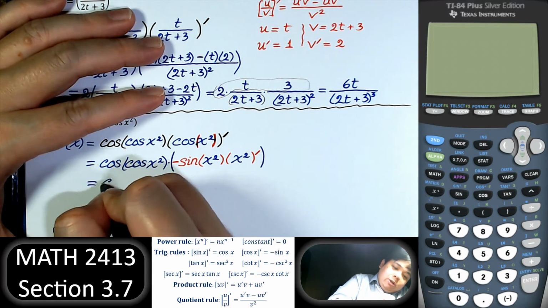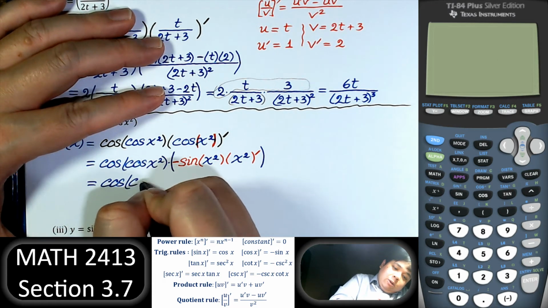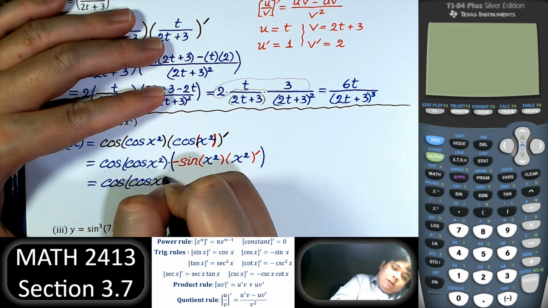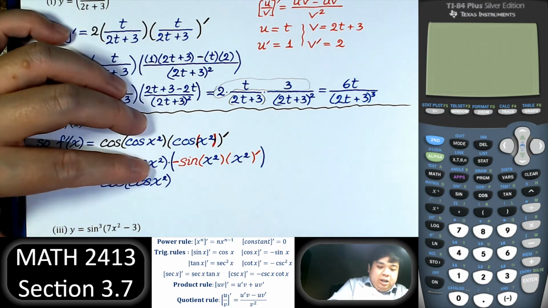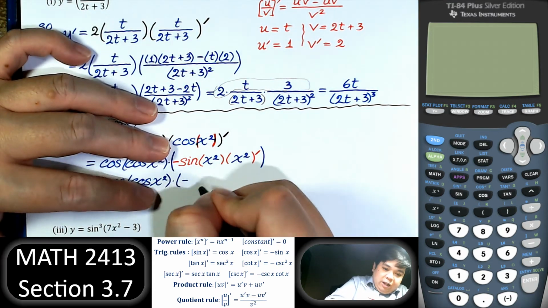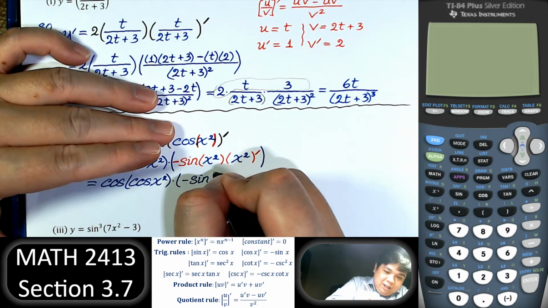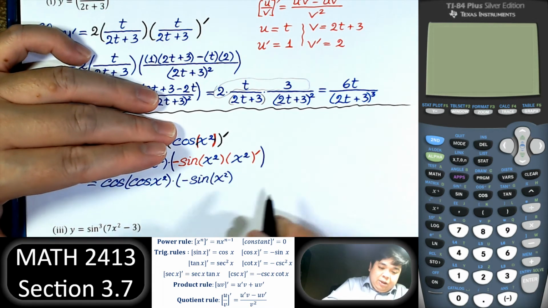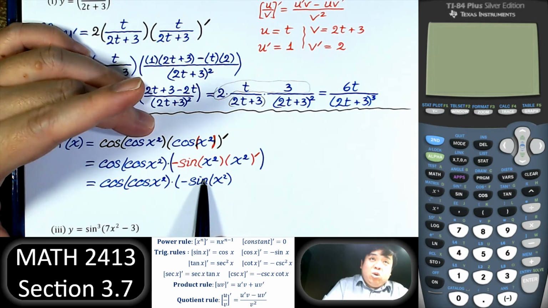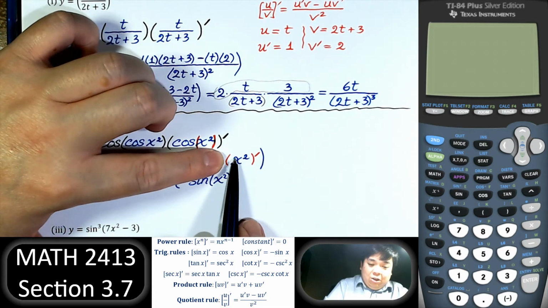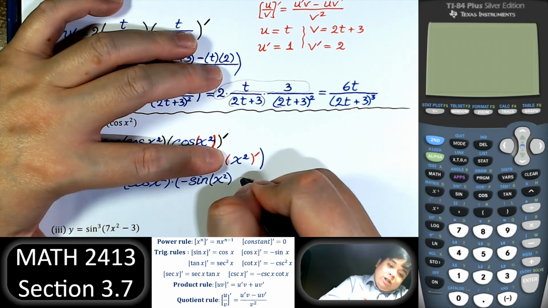So we'll have cosine of x squared times negative sine of x squared. All of that has no derivative in it. We're done. Now just take the derivative of x squared, which is 2x.